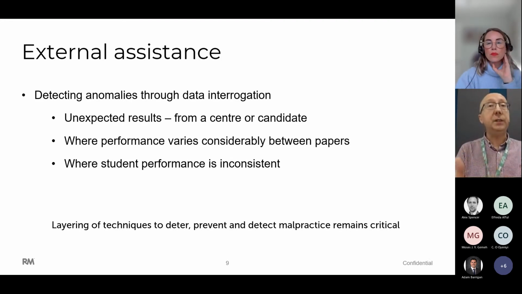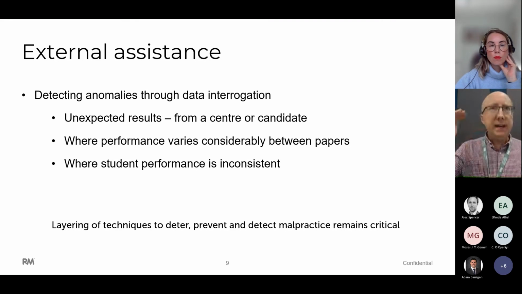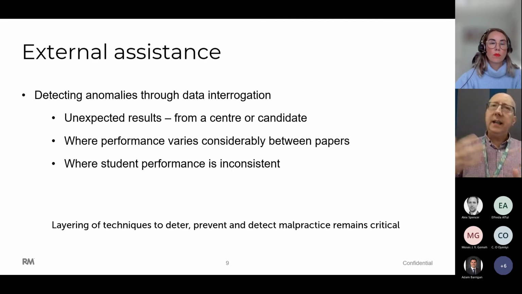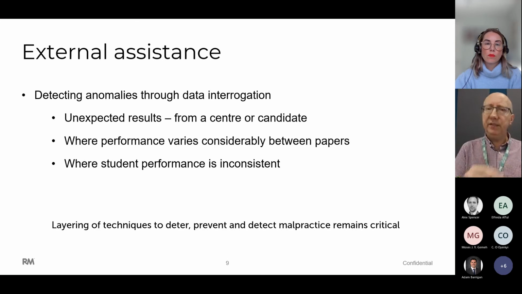Maybe a set of high performing students are being penalised for some reason. Or a centre that normally doesn't perform particularly well suddenly has a really high set of high performing candidates. Again, that's not to say that there's necessarily something wrong, but it might be an unexpected trend that's worth investigating. Or where a candidate's performance on different papers varies significantly, maybe again giving rise to further review. Were they helped in one of those exam papers and not in another, for example?